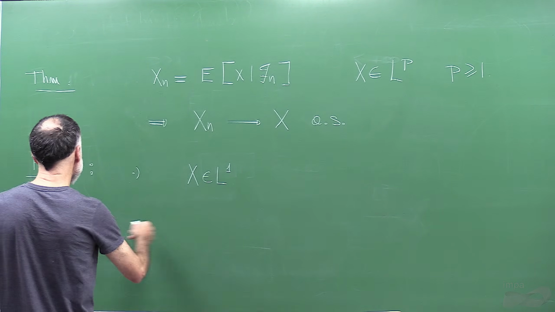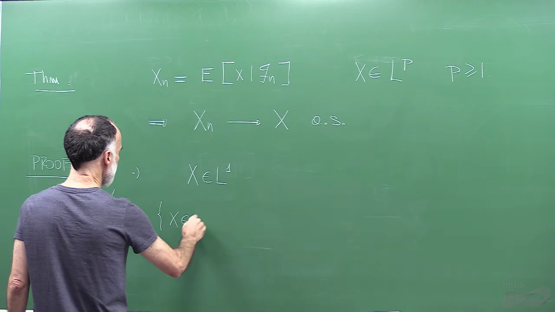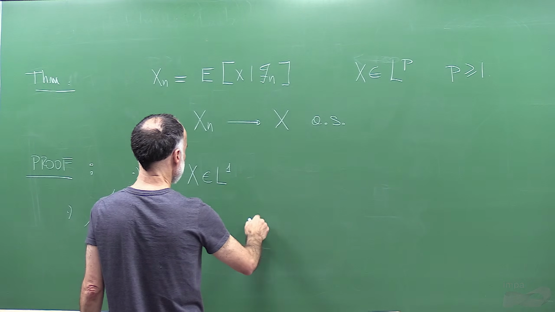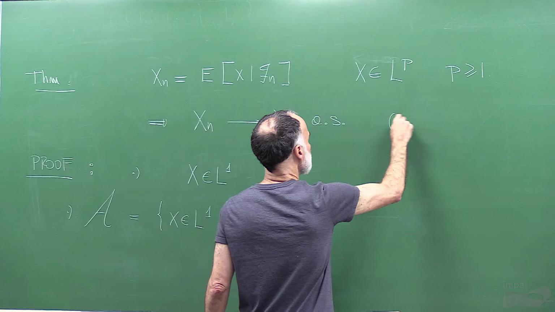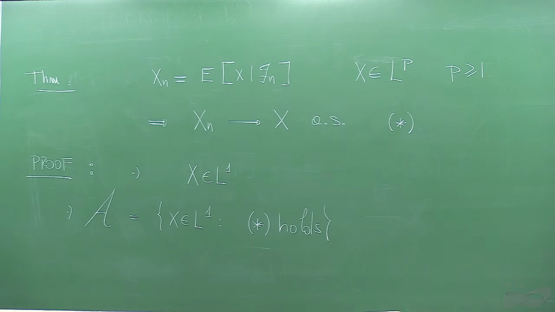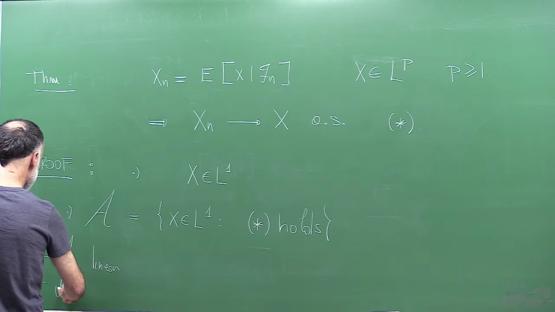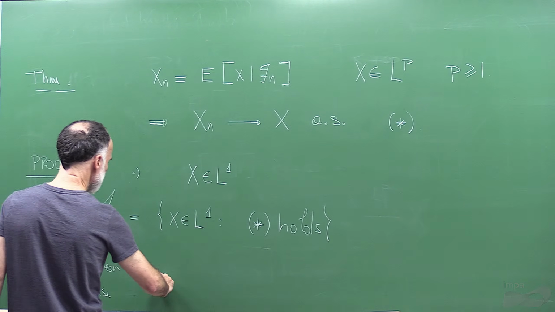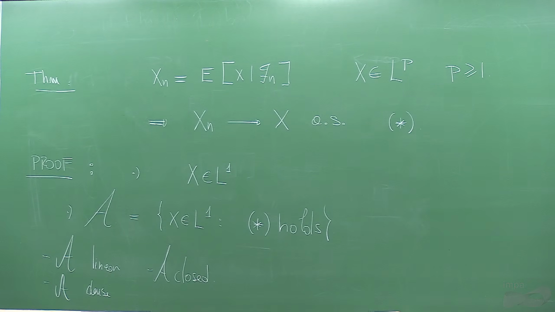And how will we prove that? Well, let me define by A the set of random variables in L1 for which this property holds, for which we have convergence. And what we'll do is prove that this space is linear, is dense, and is closed. And if you have a linear space which is dense and closed in L1, it's equal to L1. All right?